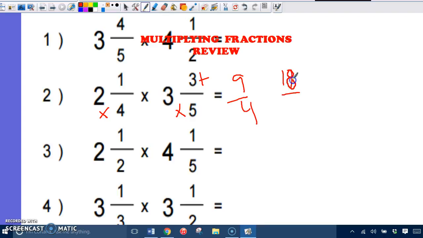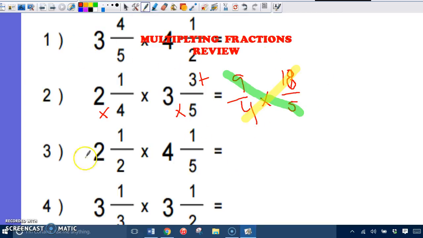I think I just heard somebody say, no, it's 18, Mrs. Hart. You're right. Now let's multiply. And remember, I like to diagonally reduce first, so I'm going to do that method. I'm going to look this way, and then I'm going to look this way. I already know that 9 and 5 can't be reduced any farther than it is, because we actually saw that in the first problem.